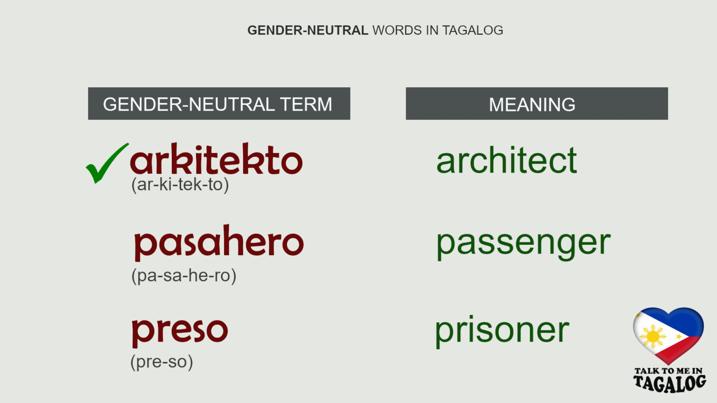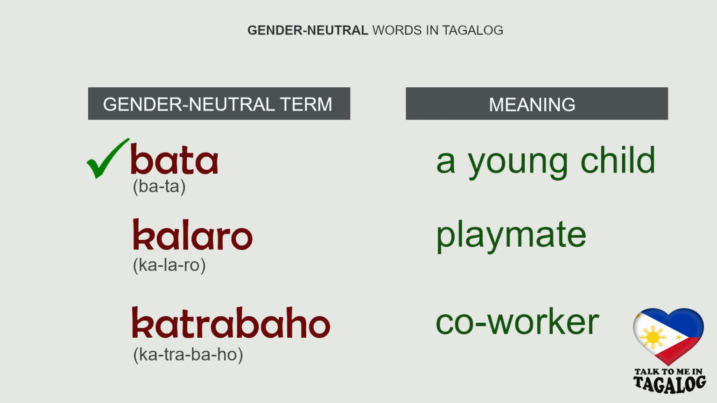Arquitecto. Architect. Pasajero. Passenger. Preso. Prisoner. Bata. Meaning a young child. Kalaro. Playmate. Katrabaho, co-worker.